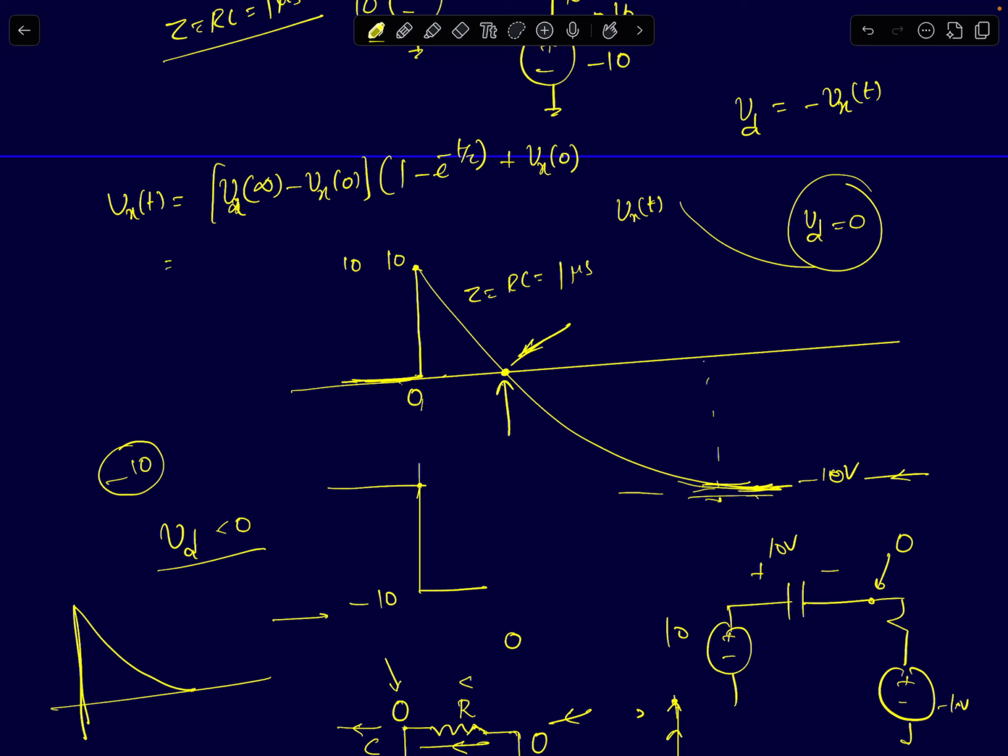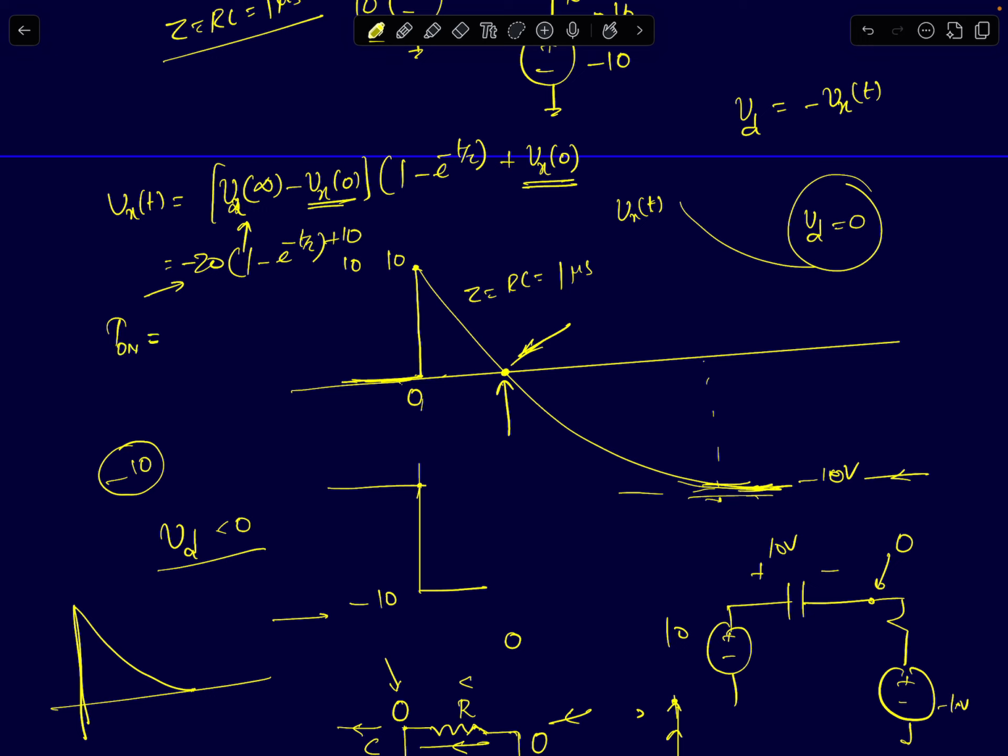What is that? The final voltage is minus 10, the initial voltage is 10, so it will be minus 20, times 1 minus e power minus t upon tau, plus Vx of 0, which is 10. So you'll have this expression. You can equate it to 0 and find out the time t on at which it goes to this.